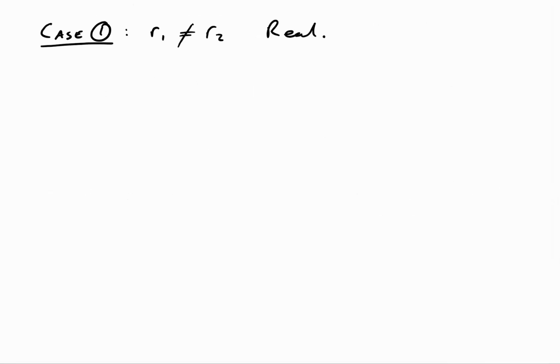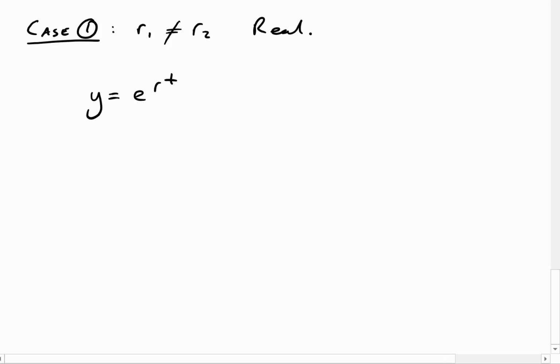So let's consider the first case then. This is the case when these two roots are real, but they're not equal to each other. Remember we guessed a solution of the form y equals e to the rt. What we're after is finding out what r is. Well, we've now got two values for r.